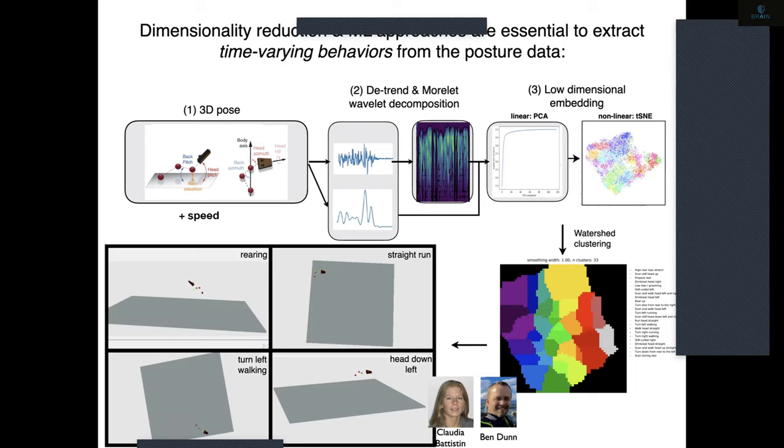And now you can make videos of all of these different behaviors that the animals are doing. And so they kind of slow down a little bit when each of the identified behaviors pops up. So if the animal's rearing or if it's straight running, if it has its head turned in a certain way when it's walking.